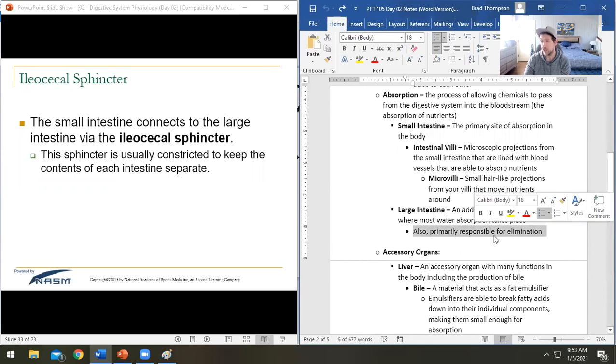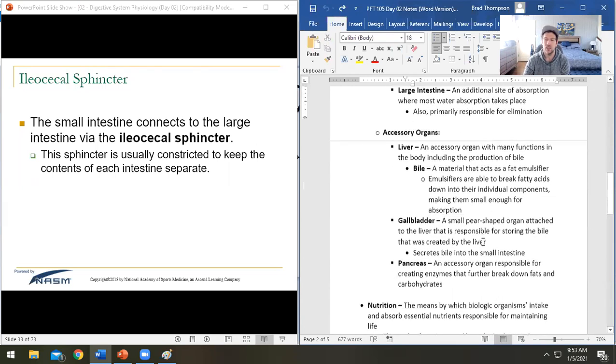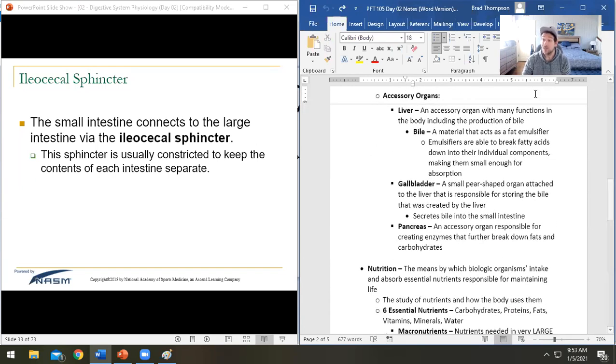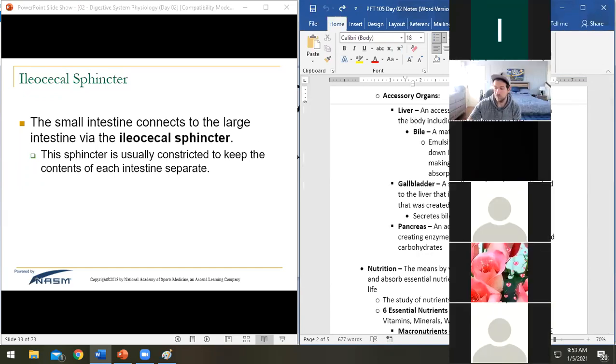And, you know, the large intestine is primarily also responsible for elimination, which is getting all that stuff out of your body.